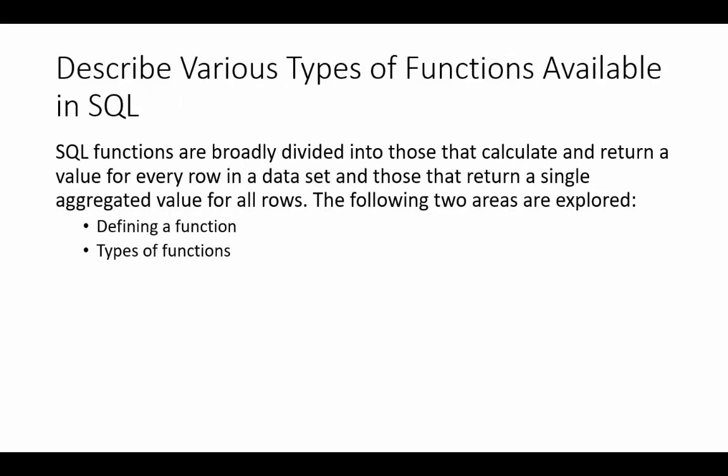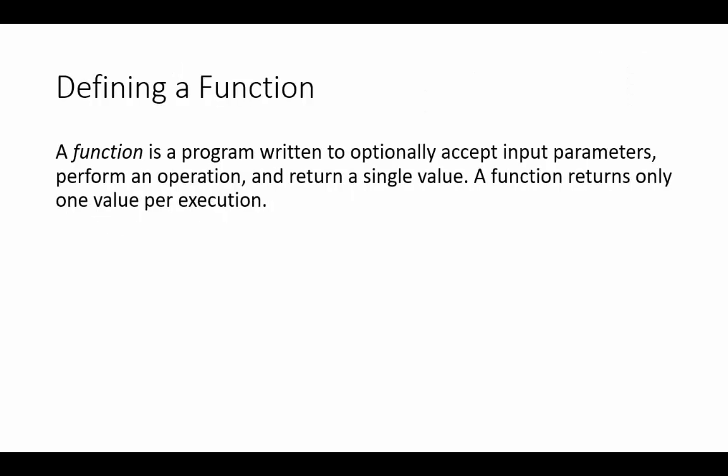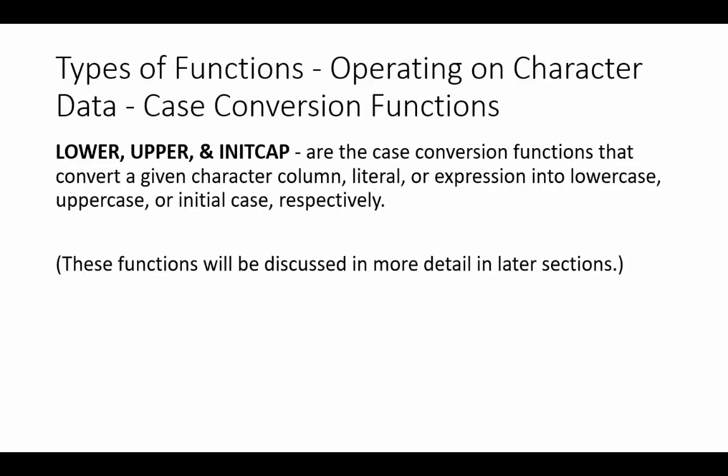SQL functions are broadly divided into those that calculate and return a value for every row in a data set, and those that return a single aggregated value for all rows. The following two areas are explored: defining a function and types of functions. A function is a program written to optionally accept input parameters, perform an operation, and return a single value. A function returns only one value per execution.